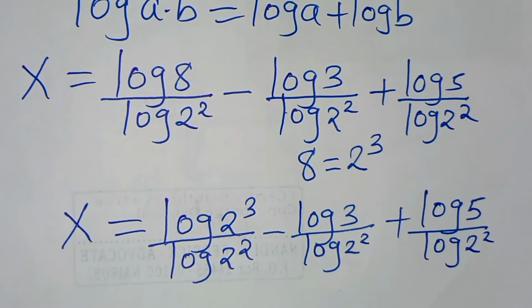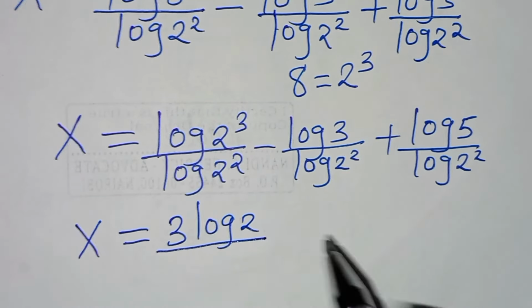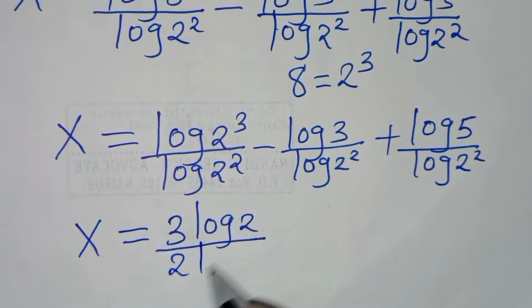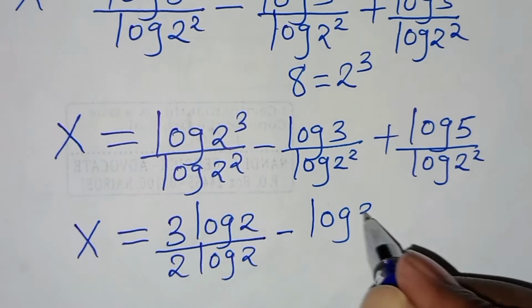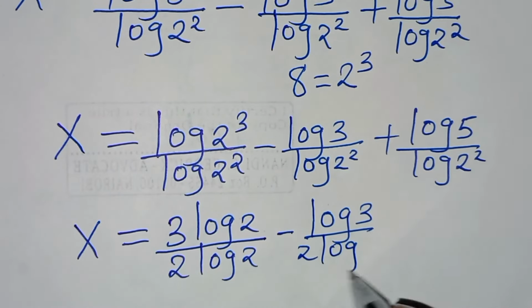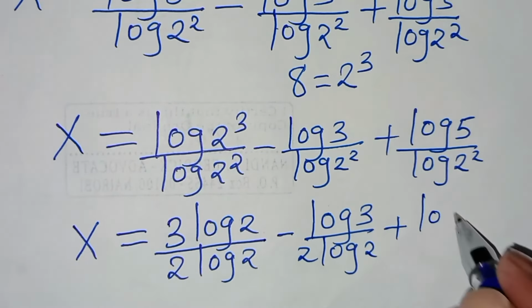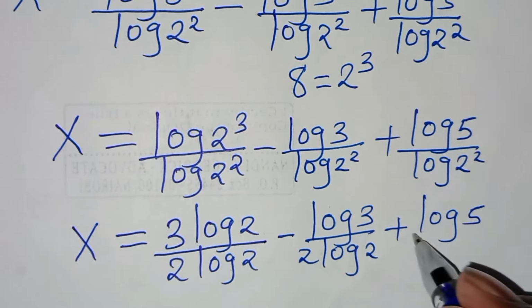The next step is applying the power rule property, so we can express x equal to log 2 to the power 3 becomes 3 log 2 divided by log 2 to the power 2, which is 2 log 2, then subtract log 3 divided by 2 log 2, then plus log 5 divided by 2 log 2. So let's simplify here. Log 2 and log 2 simplify so that we have x equal to 3 over 2.